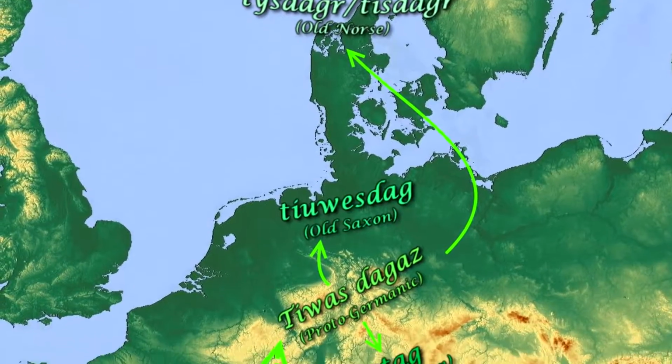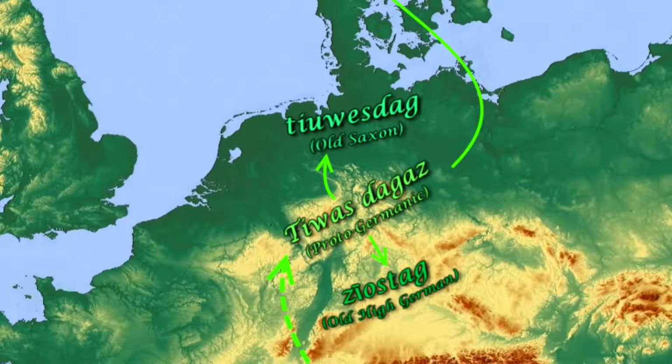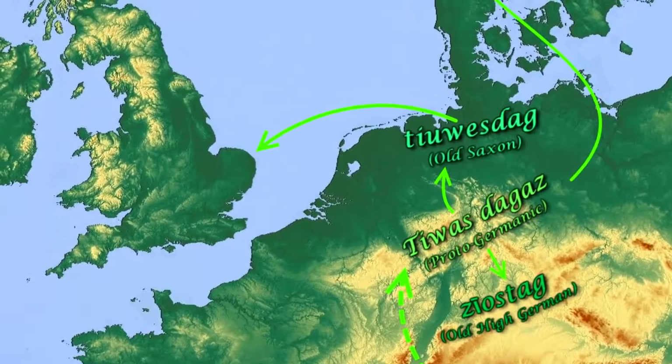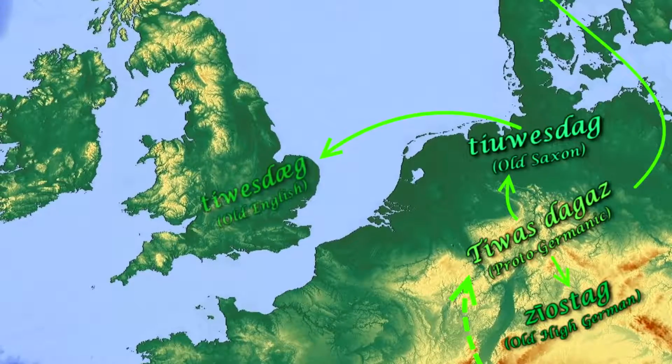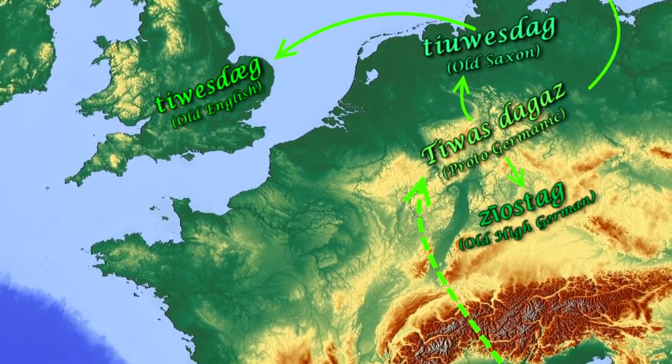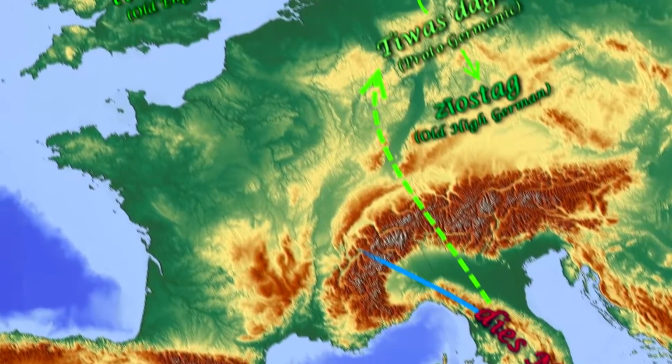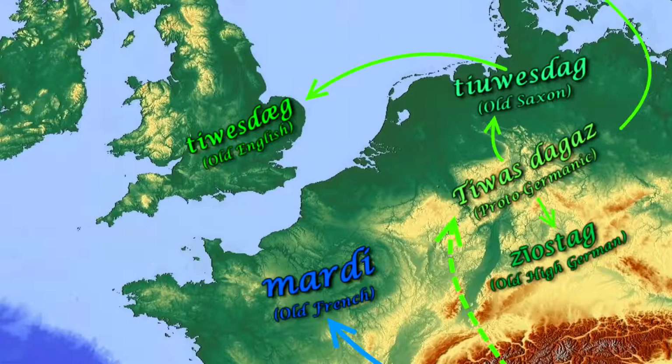In Old Saxon, which is one of the languages most closely related to Old English, Tuesday became Tiesdag, and in the other closely related language, Old Frisian, it became Tisdi. Which brings us to Old English, in which it became Tiwesdæg. In the meantime, Old French had evolved from Latin, which had turned Dies Martis into Mardi.